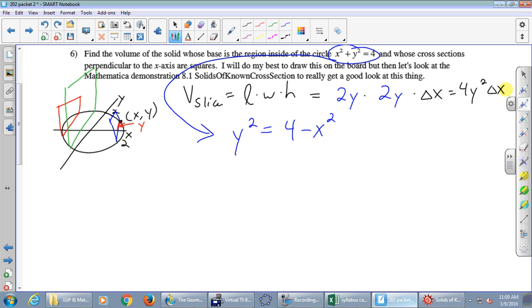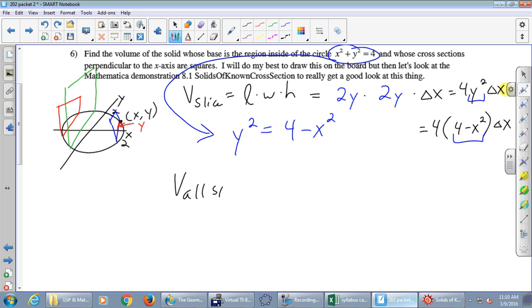You're welcome to take the square root of both sides. I'm going to stop here because actually I don't just have a Y in my expression. What do I have? Y squared. I'm happy. I've got it. So we're just going to change it right now into 4 minus X squared. So this becomes 4 times 4 minus X squared. Questions on that substitution? Okay, so let's finish up now. So that's the volume of one slice.